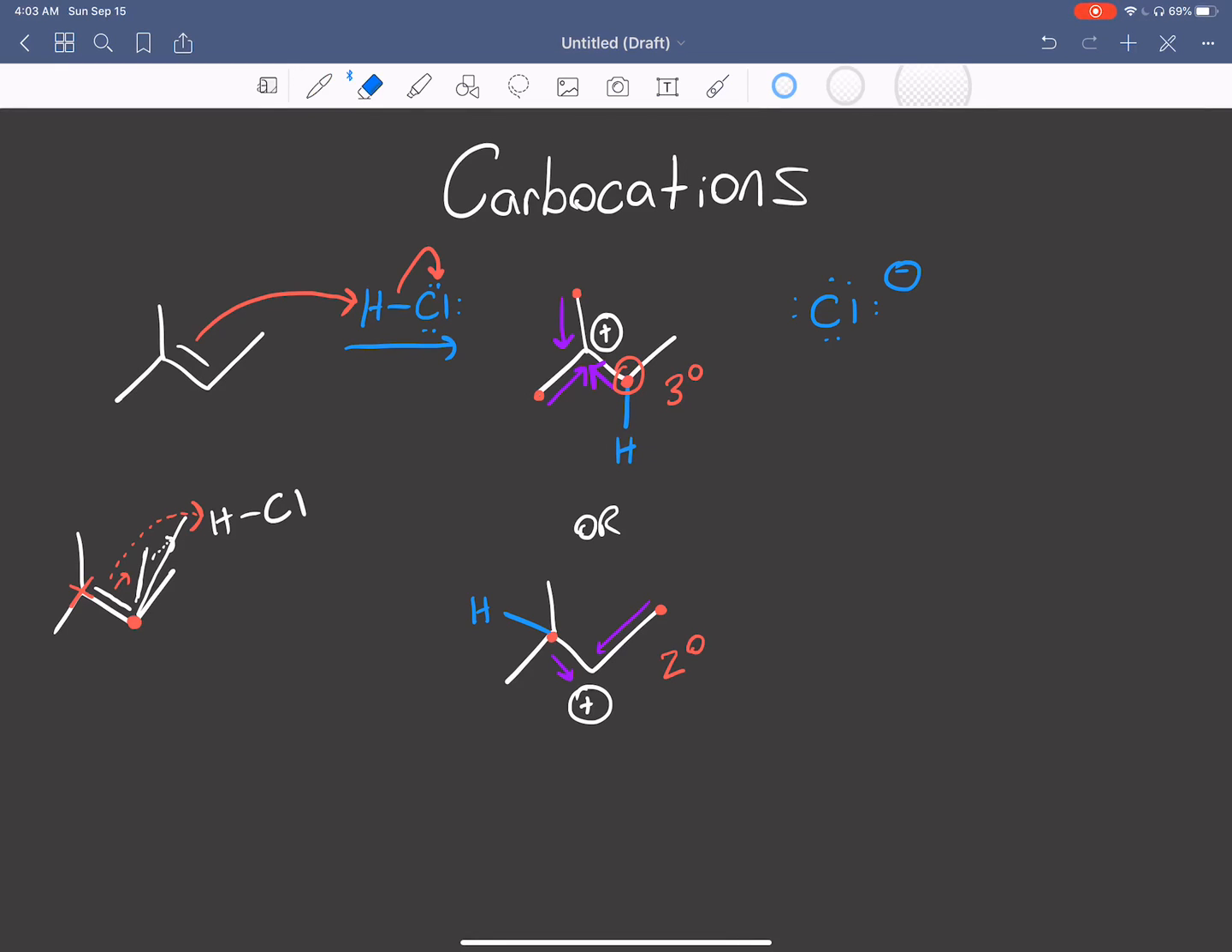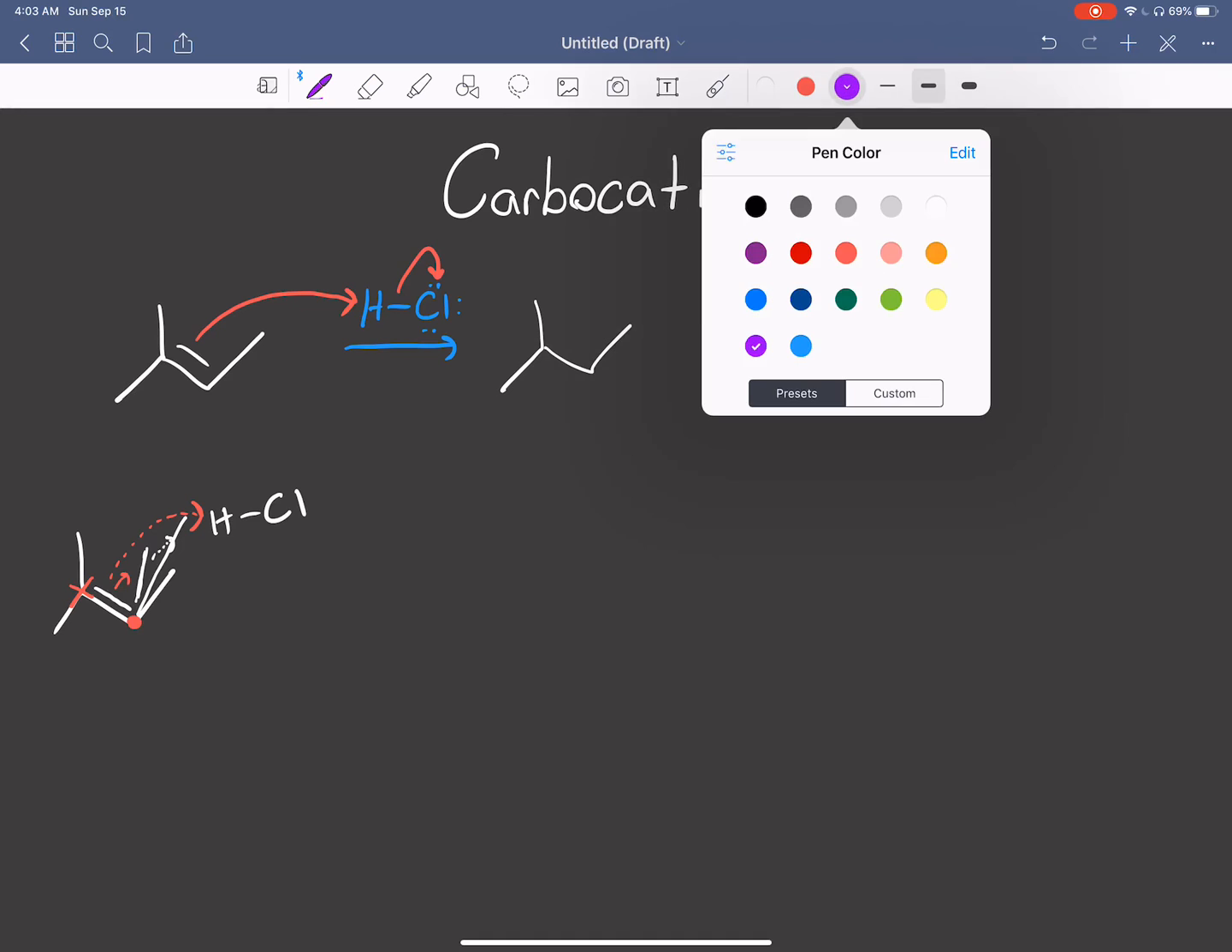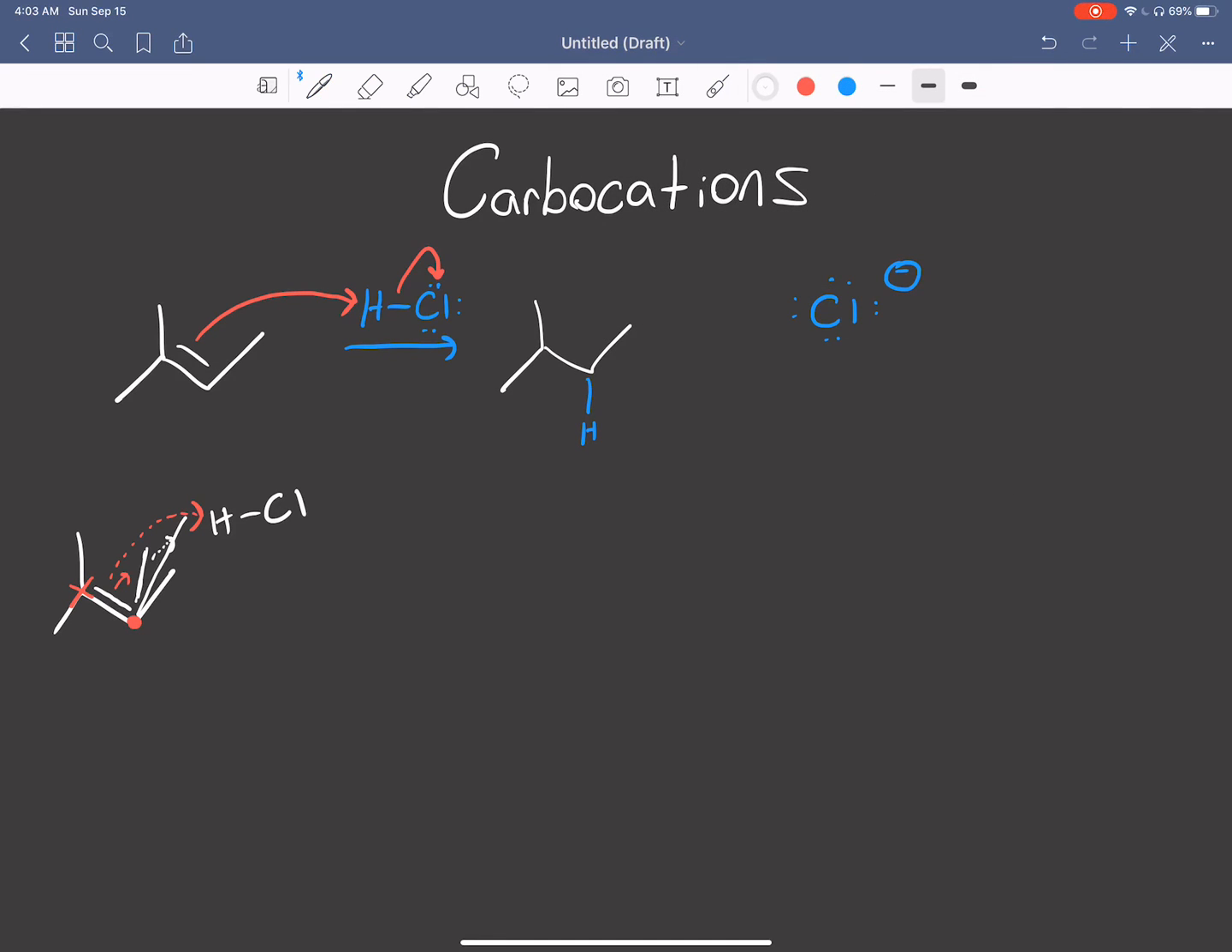Since that's going to be the one that forms, let's erase what we have here and clean this up a little bit. Let me redraw it. We're going to have our hydrogen coming off of here and our positive over there. The next step in this reaction is that because that is a positive carbon, it's electron deficient, so electrons will be attracted to it. And that chlorine with the negative charge is full of them. So it's going to come in and attack that positive charge, and we're going to be left with this molecule here.